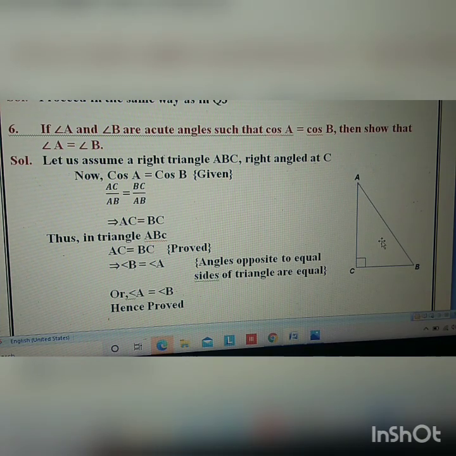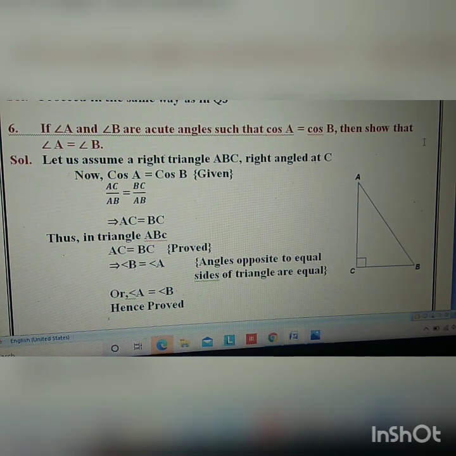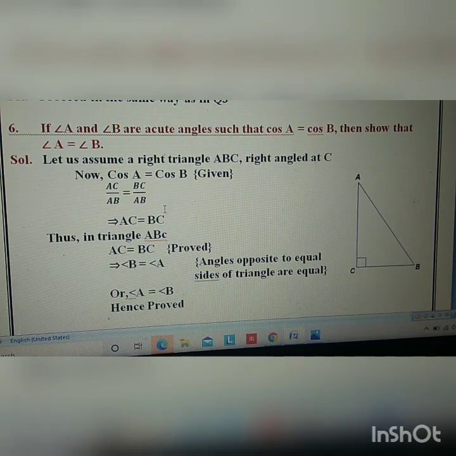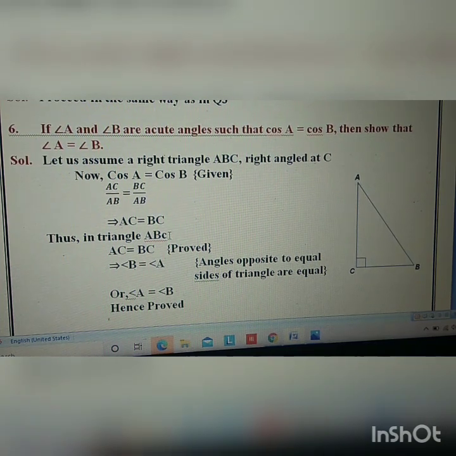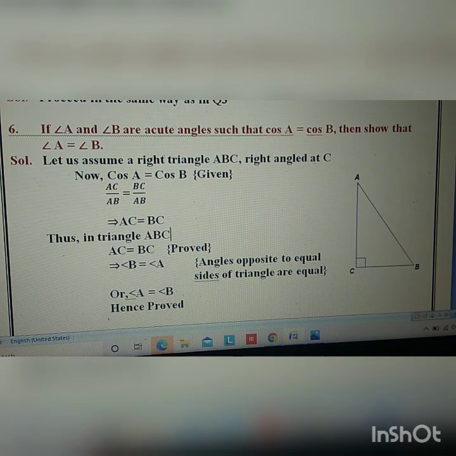Now in triangle ABC we have that AC is equal to BC. This is what we have proved, that AC is equal to BC. Since AC is equal to BC, in class 9th we have studied that angles opposite to equal sides of a triangle are equal. So the angle opposite to AC is angle B and the angle opposite to BC is angle A, so angle A is equal to angle B. This is what we are asked to prove.